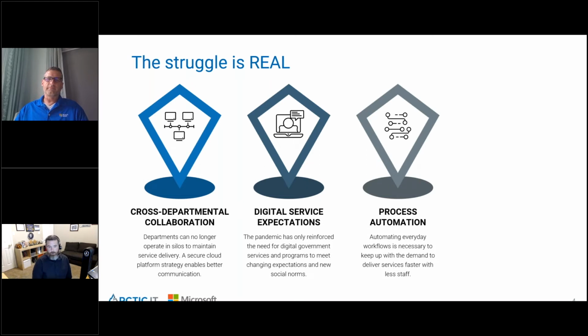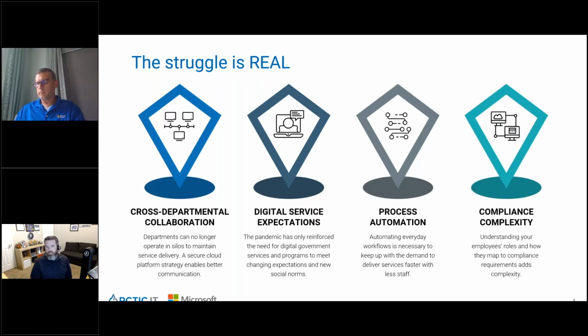And then process automation. Within the last year, I don't know how many of our customers or prospective customers I've talked with who didn't say that they're short-staffed right now. We're all dealing with increasing workforce demands and a lack of folks in those positions. So we're looking at ways that we can drive process automation, not just to make ourselves more efficient in dealing with shorthandedness, but also to provide a high quality of services for our citizens in the ways that they expect.